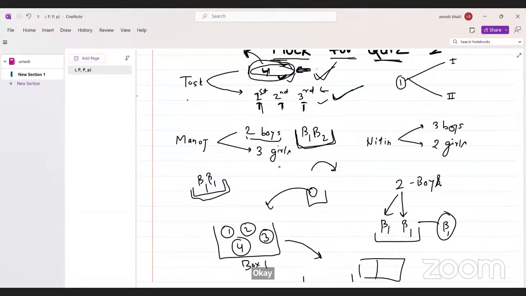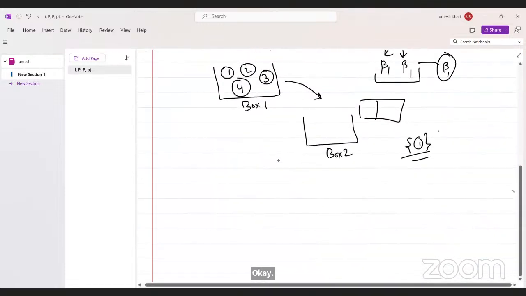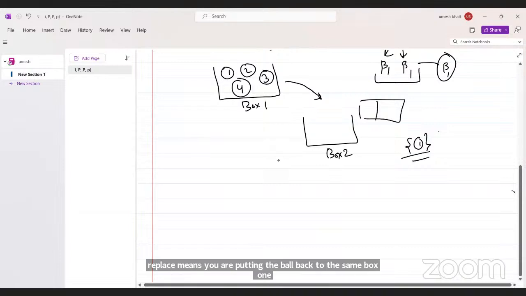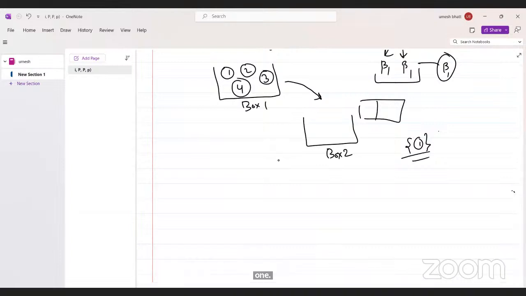So replace means you're putting the ball back into the same box 1. Replace, place and replace. So for the second event, there is a chance that we will pick up the same ball. That means you are getting only one ball, which is the same count 2. So to overcome that problem, we are avoiding the replacement. That's why I'm saying.